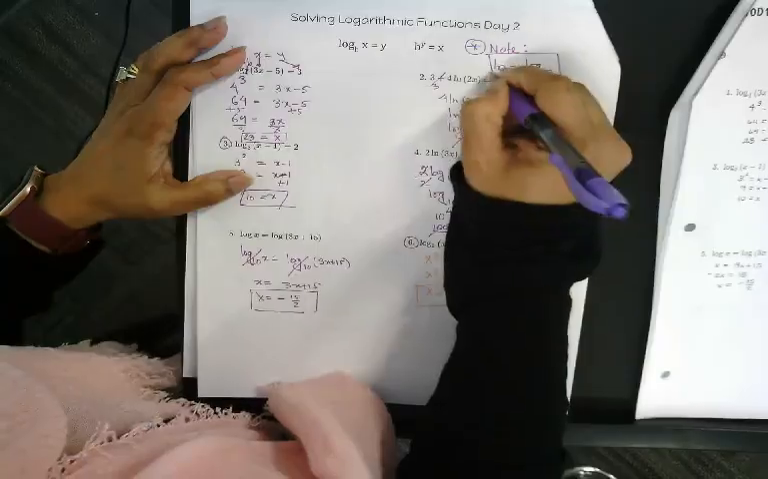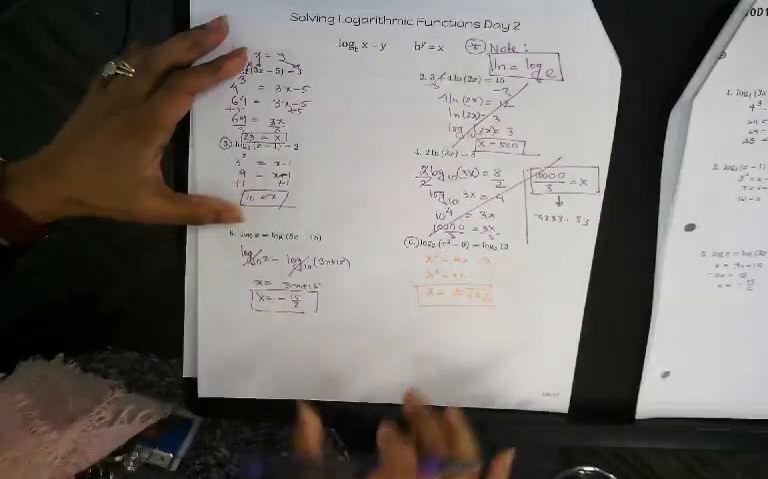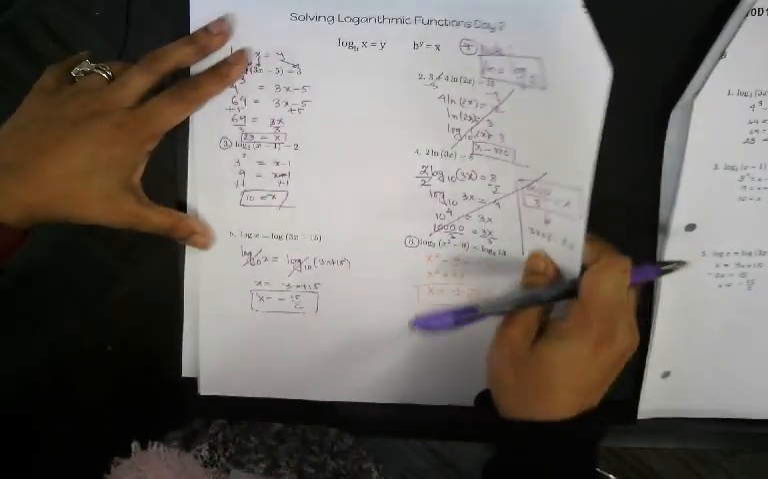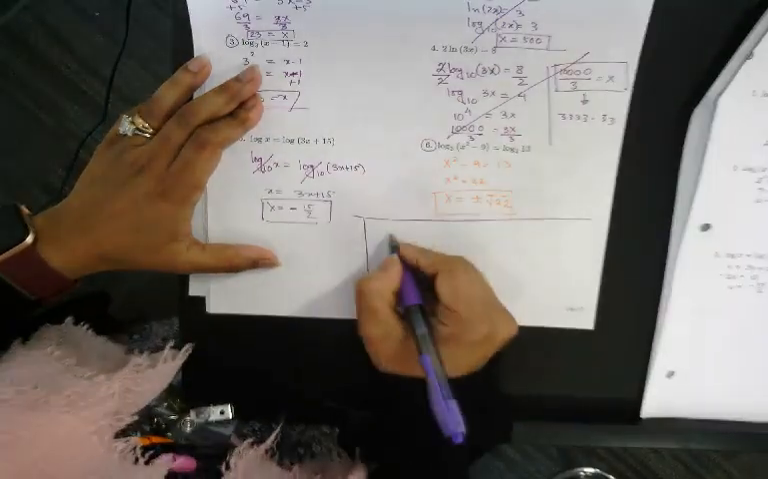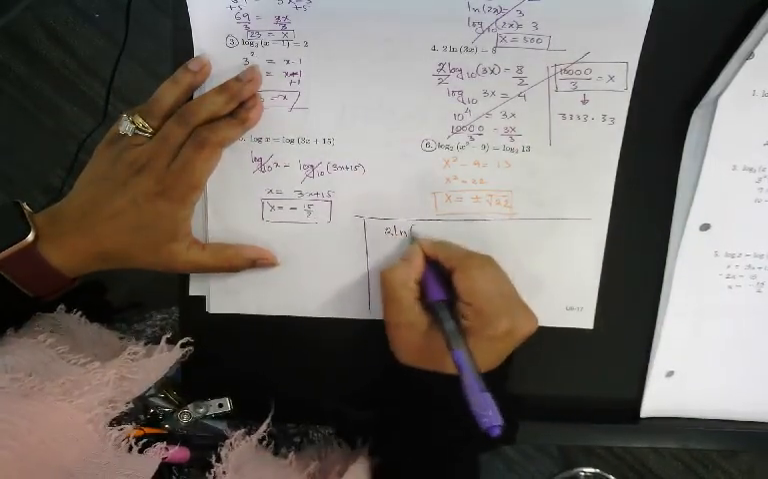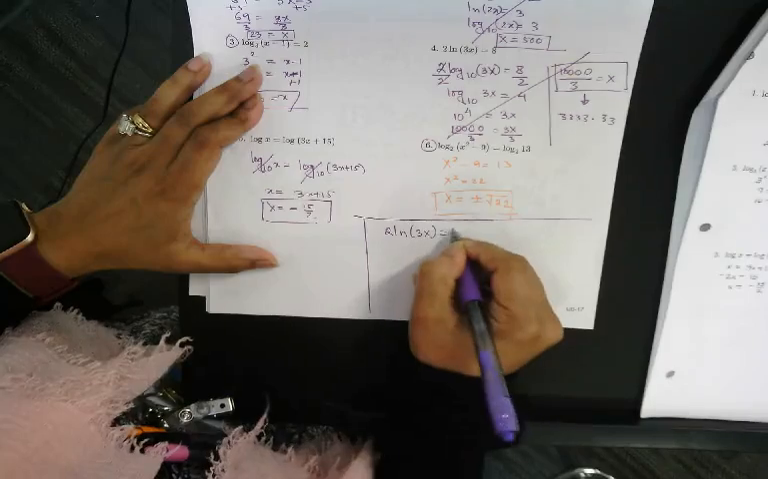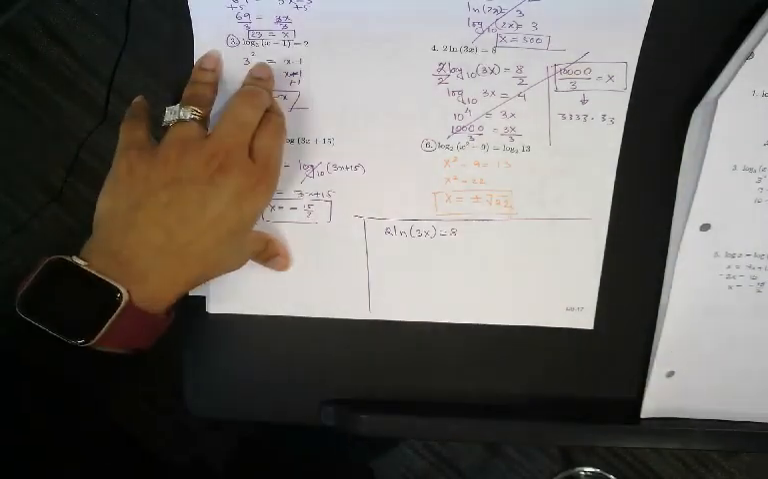Let me do number 4 one more time with you. I'm doing it over here. Pay attention, please. Everything stays the same except when you substitute the values, you're going to substitute e in place of that. So here it's 2 ln 3x is equal to 8. Correct?